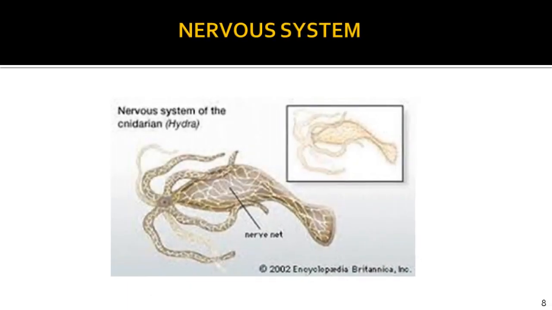The next character is regarding the nervous system. The nervous system will be of a primitive type, and it will be formed as a nerve net. Can you watch in the figure? This nerve is formed as a net, like a web, right? So this type of nervous system occurs in phylum Cnidaria.